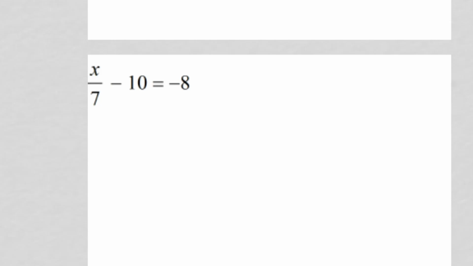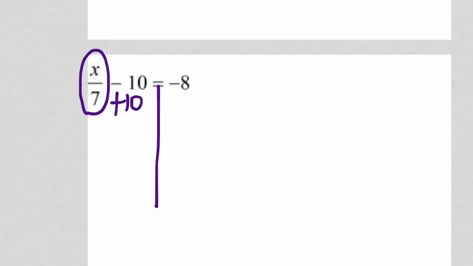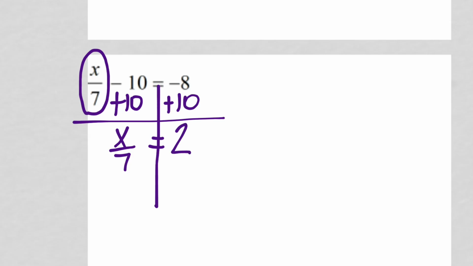Number 3 looks identical to number 2. So I'm going to start by dropping my line, circling what I'm solving for. How do I undo a negative 10? I add 10 to both sides. X divided by 7 gets brought down. Negative 10 plus 10 is 0. And negative 8 plus 10 leaves me with a positive 2.